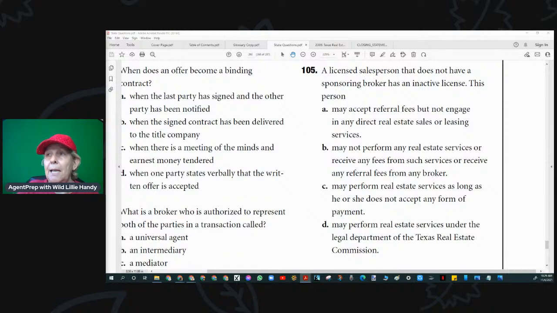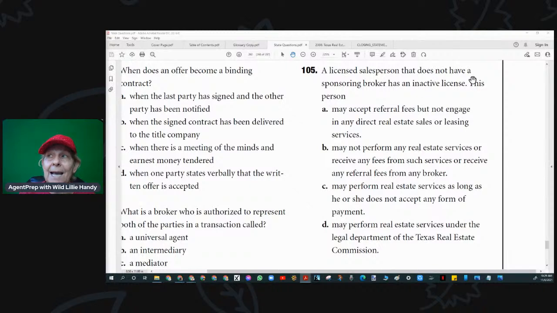So I've got A. Okay, remember, we are inactive. We do not have a sponsoring broker. Can we do business before we are under a broker? No, we cannot. So Deborah says B, and that is correct. May not perform any real estate services or receive any fees from such services or receive any referral fees from any broker. We are not licensed yet.